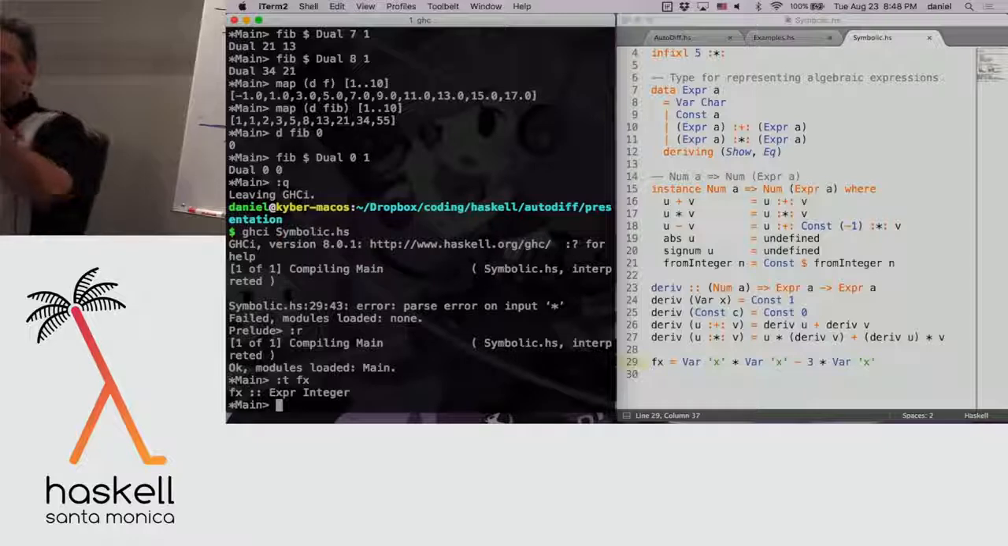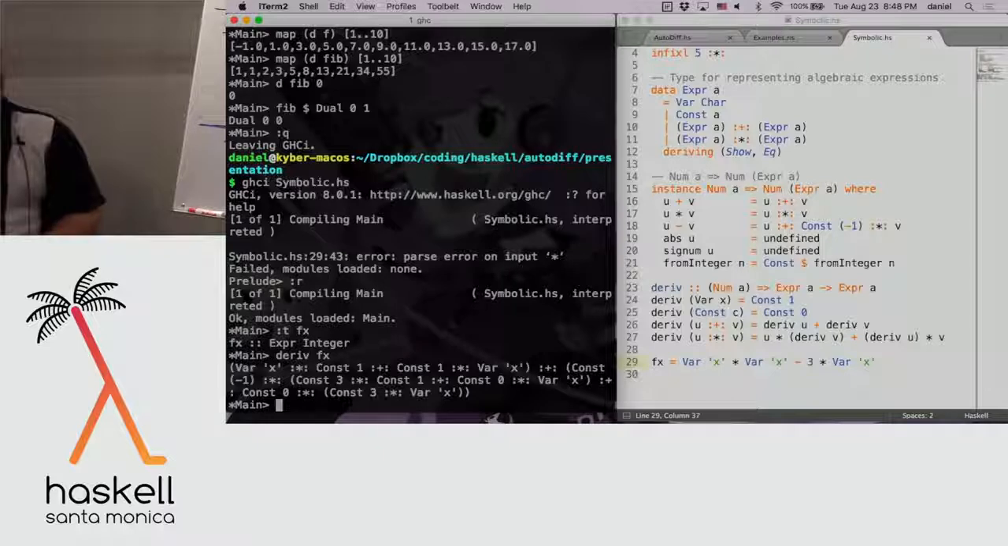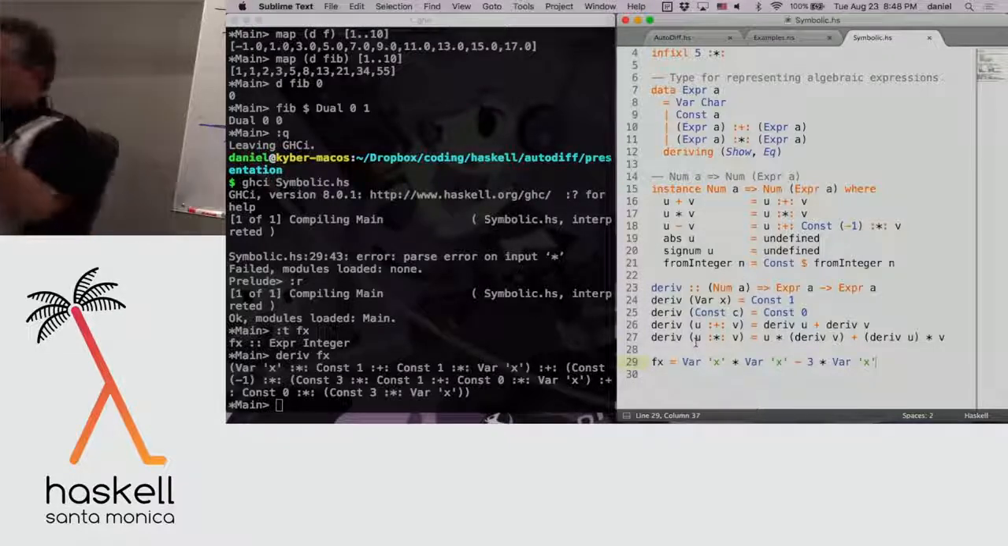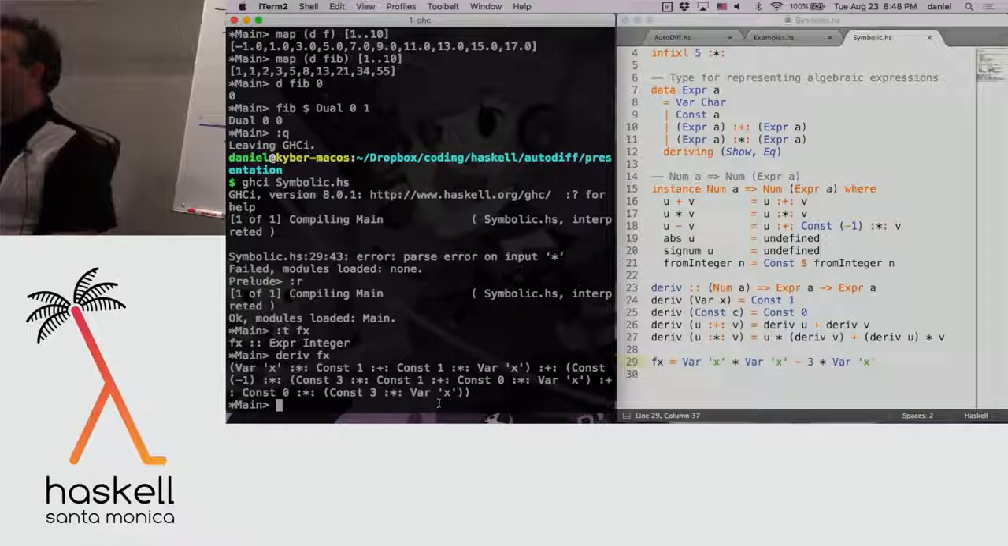This is a function in the mathematical sense, but really it's an expr of integers. And let's derive fx. And what we get is, well, we get an expression that is the derivative, but it's not very simple, and it's not very pretty. So this works in that it gives you an expression that is the derivative if you parse it out.